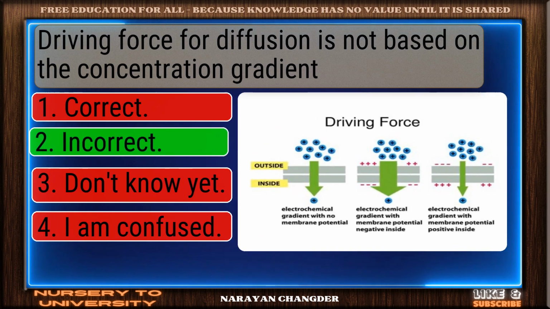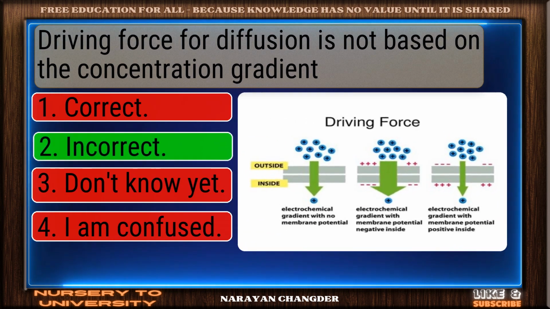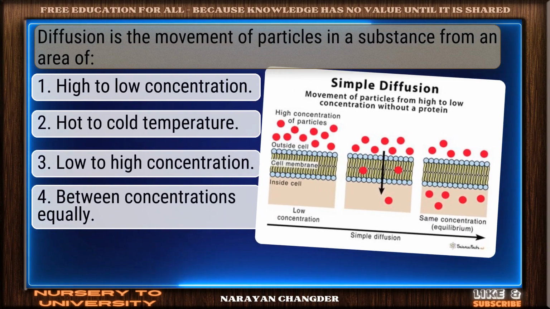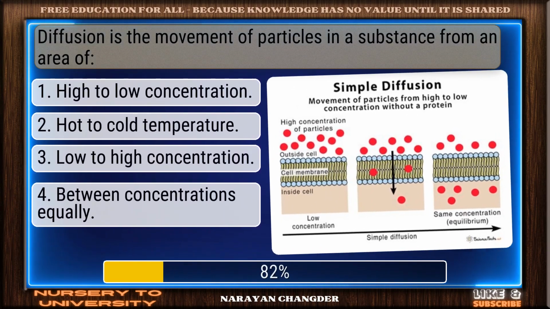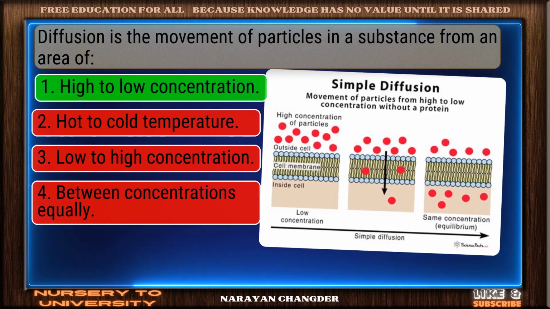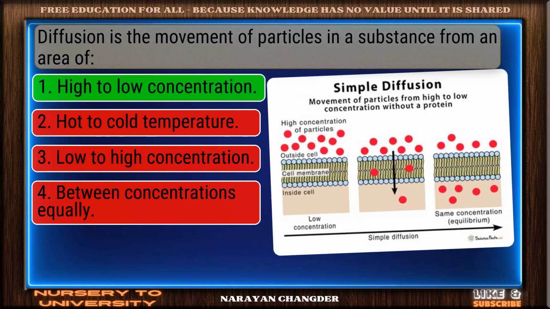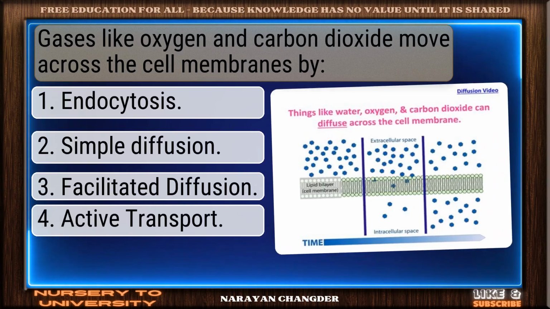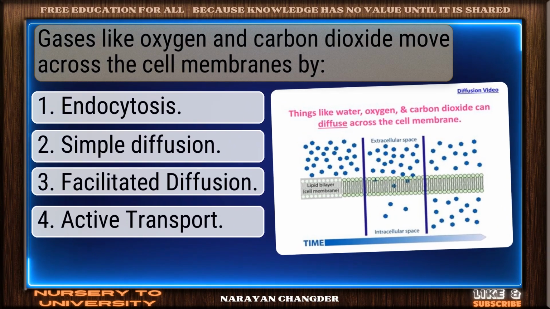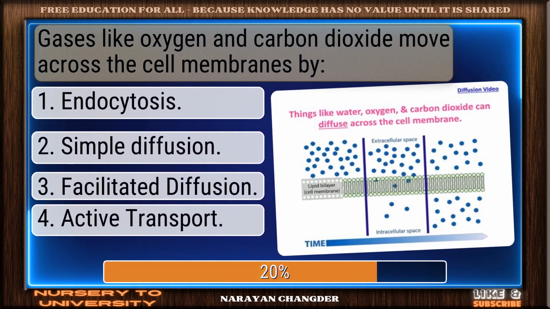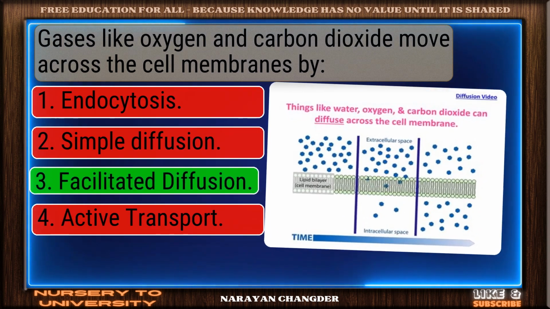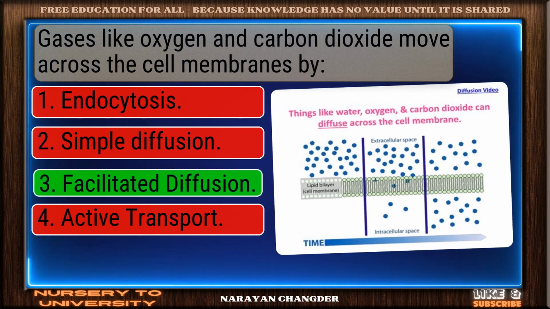You're right. Incorrect is the correct answer. Diffusion is the movement of particles in a substance from an area of. Clear logic. Your choice, high to low concentration, is sound and 100% true. Gases like oxygen and carbon dioxide move across the cell membranes by. Correct response. Facilitated diffusion is the most accurate answer.